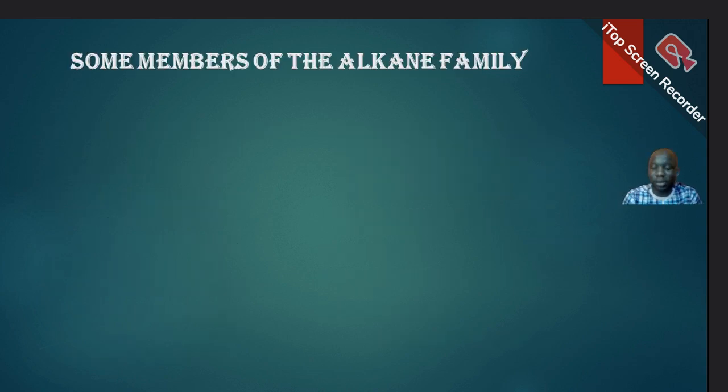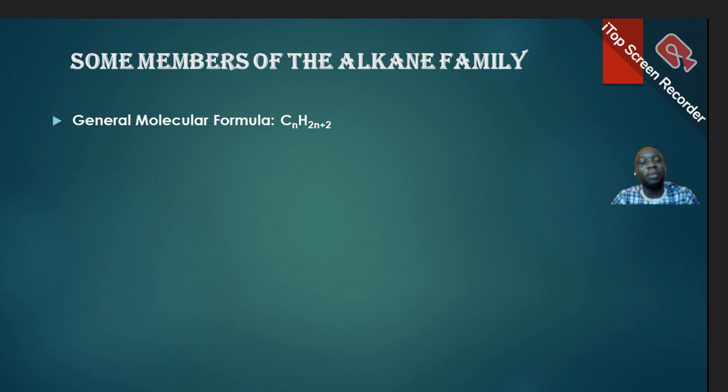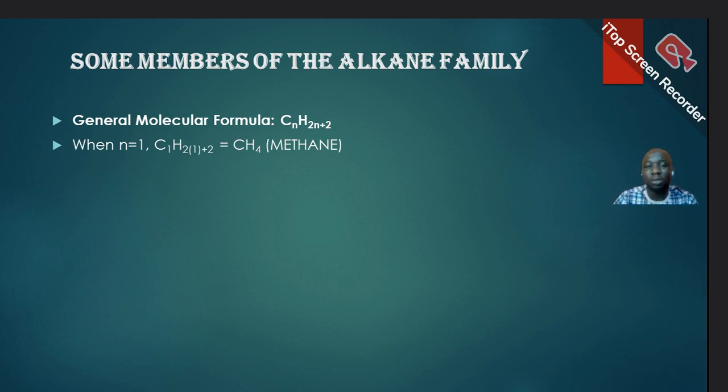Let's see some of the alkane family. We know that for the alkane family, the general molecular formula is CnH2n+2, where n represents the number of carbon atoms. Let's start with it. If n is 1, substituting into the formula, we have CH4, and that is methane. Remember, one carbon atom is meth. Then because it is an alkane, ANE is added: methane.